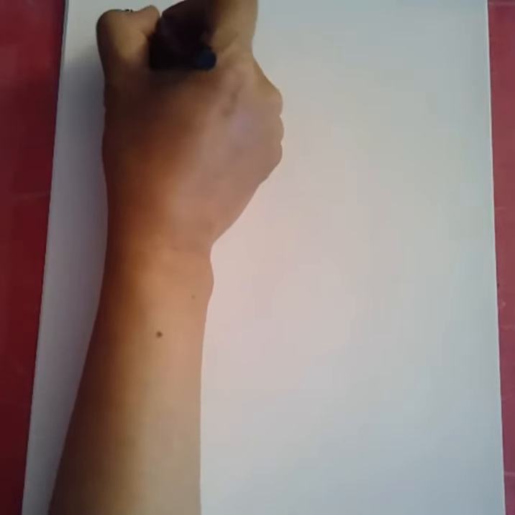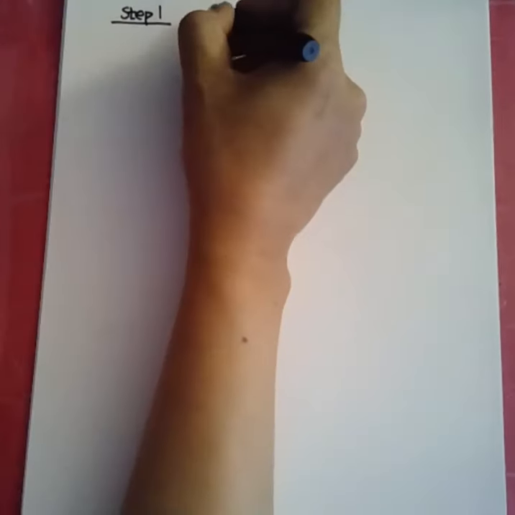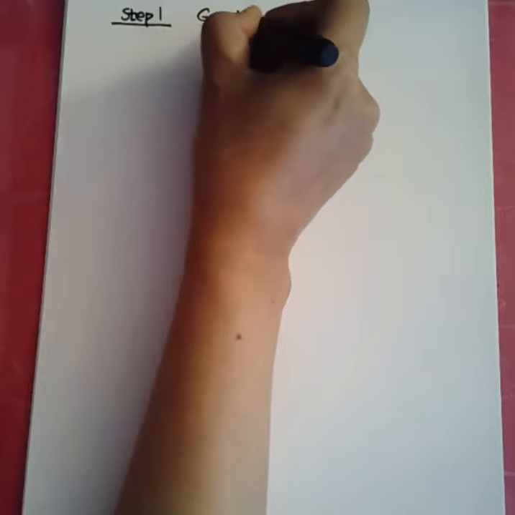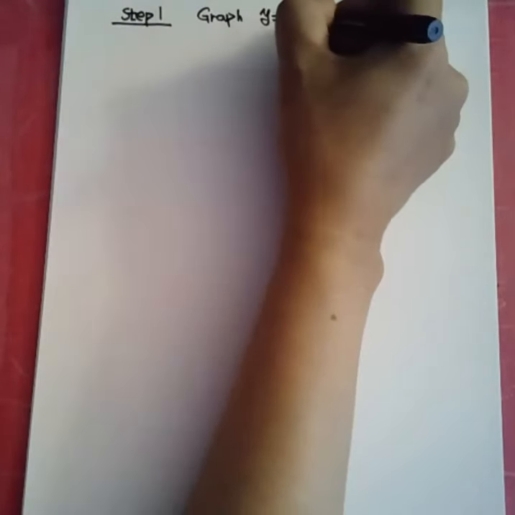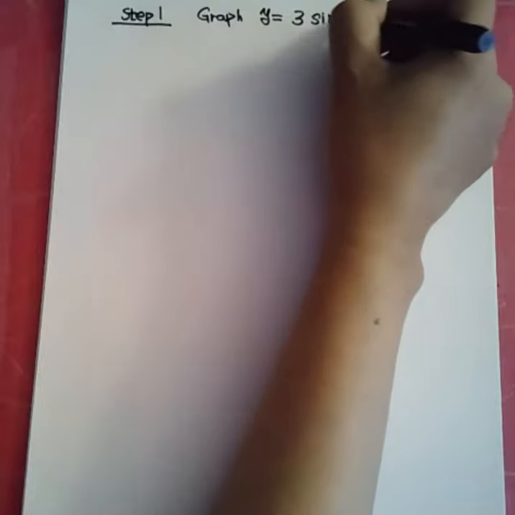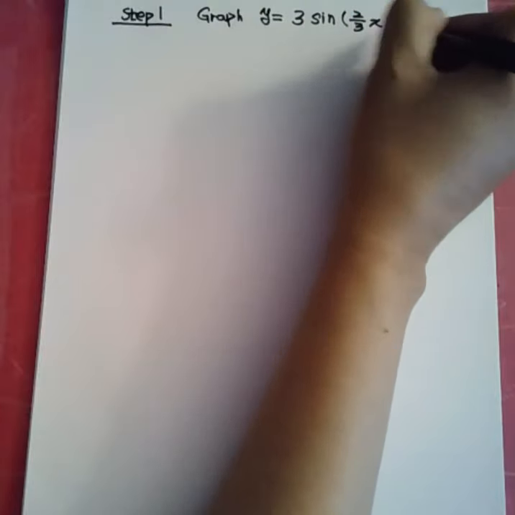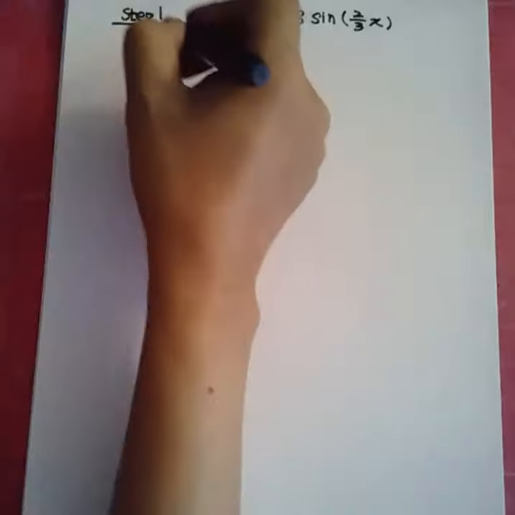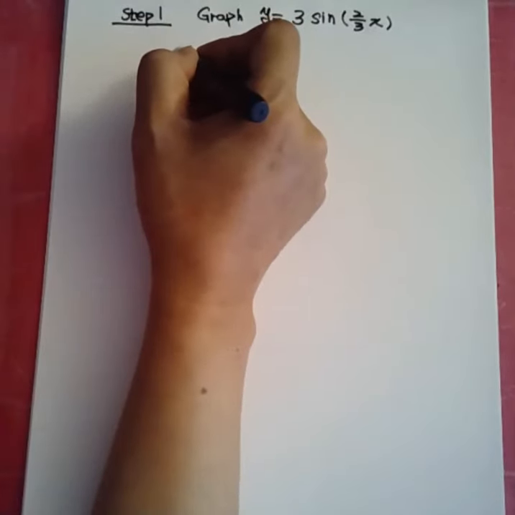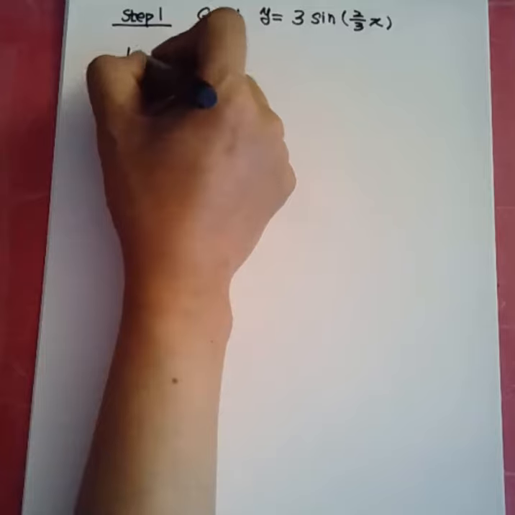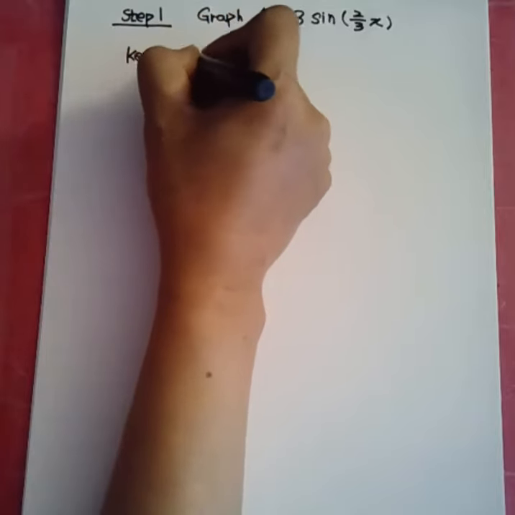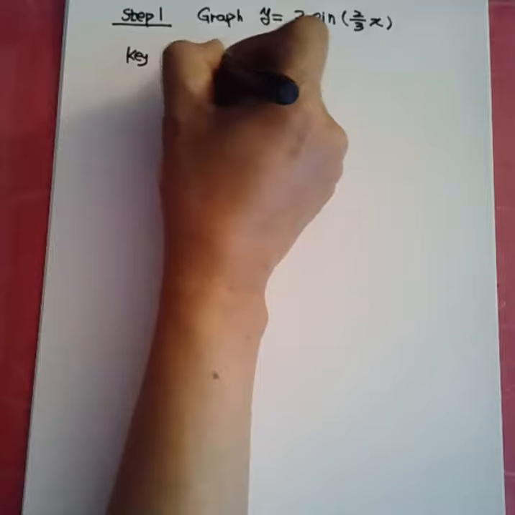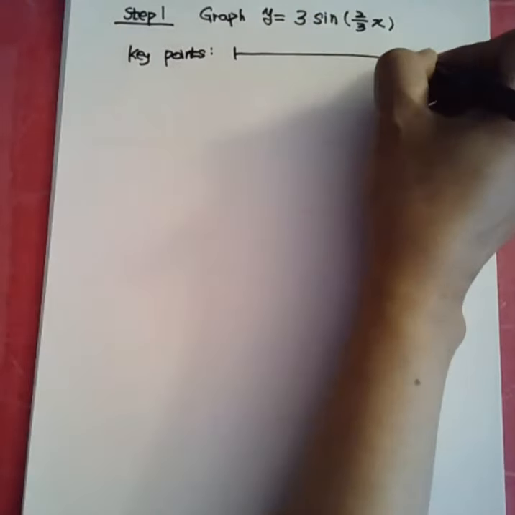Step 1. We will graph y equals 3 times sine of 2/3 x. We already know the amplitude. Amplitude was 3 and period was 3 pi. All we have to do more is figure out the key points.